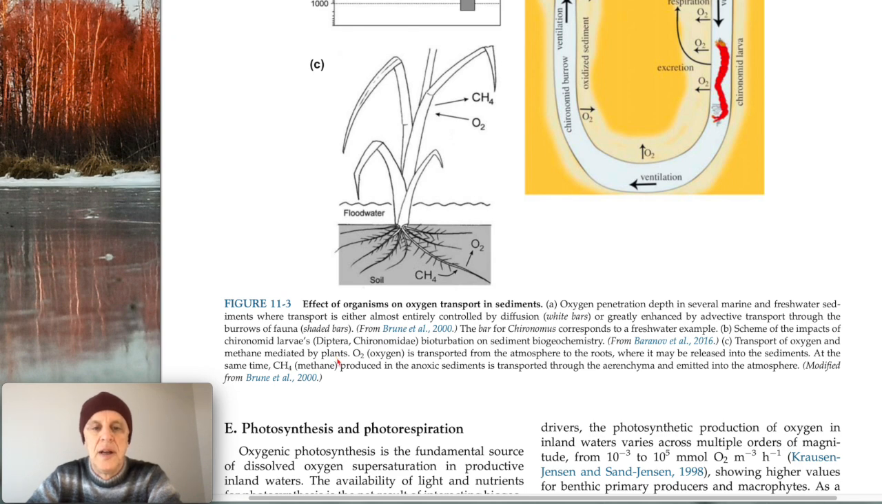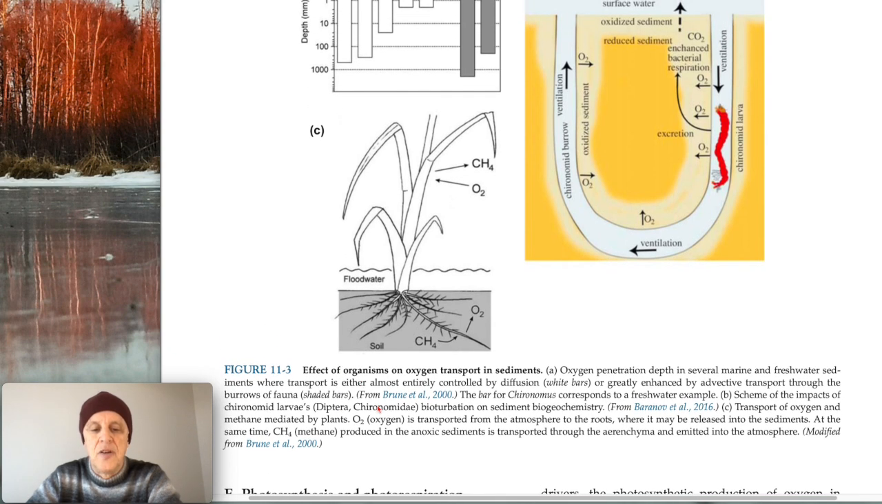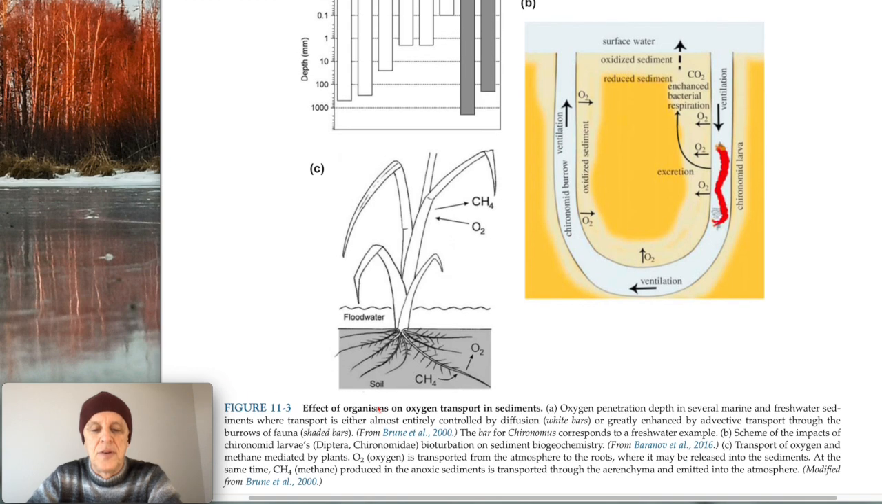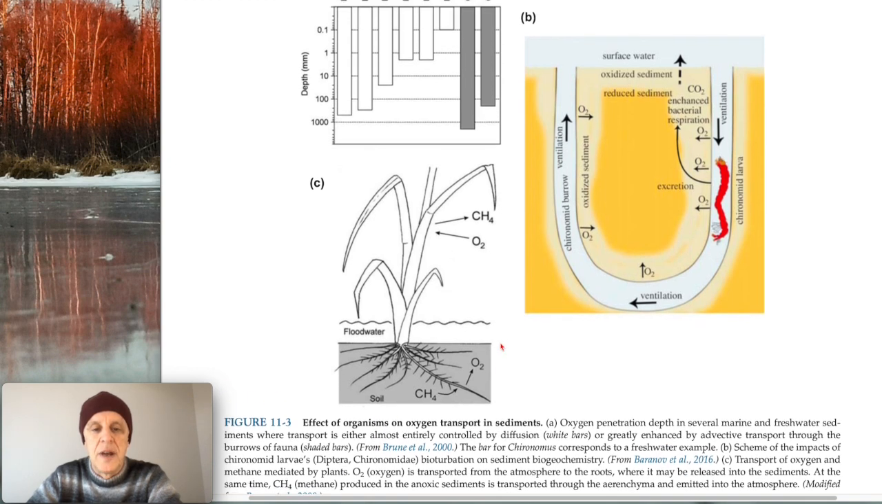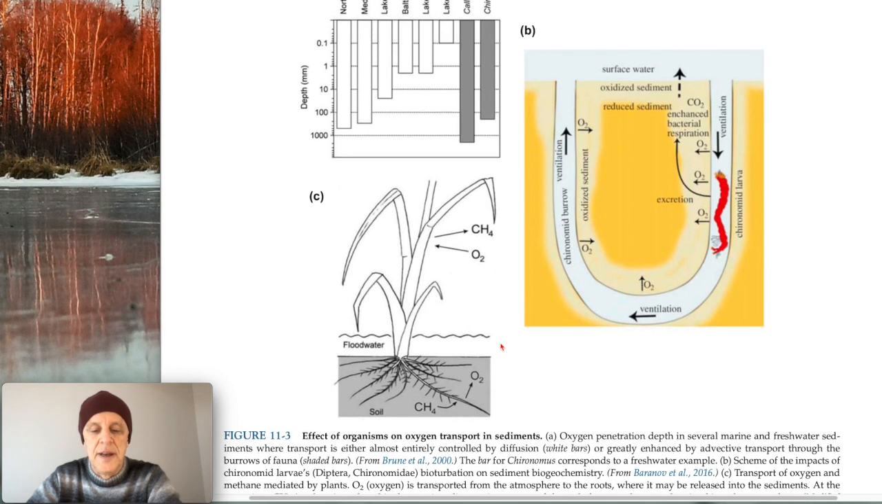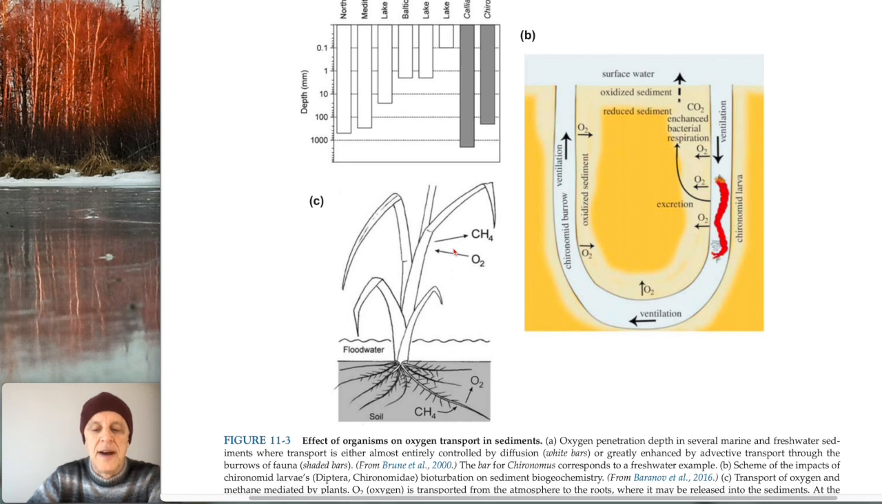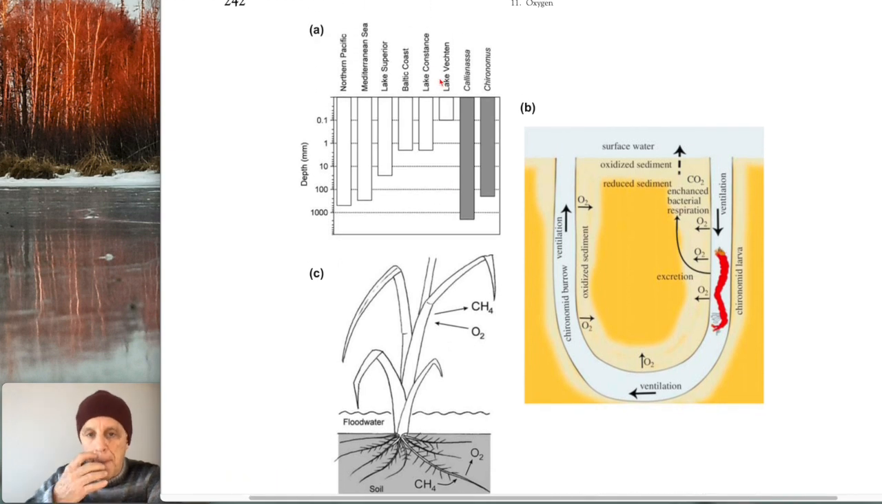But before doing so, let's look at figure 11-3. Effect of organisms on oxygen transports in sediments. So we have three figures here, A, B, and C, and three different processes. A is oxygen penetration depth in several marine and freshwater sediments, where transport is either almost entirely controlled by diffusion, white bars, or greatly enhanced by advective transport to the burrows of fauna, shaded bars.